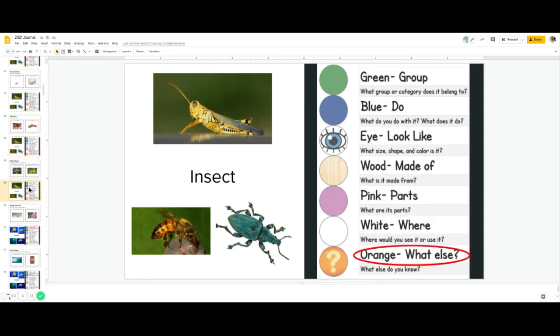So let's go ahead and get finished up with orange. So orange is what else do we know about insects? So what else do you guys know about insects? How do they move? How do they get around? Do they jump? Do they fly? Do they move slow? Do they move fast? Think about some of these questions as you answer our last prompt.